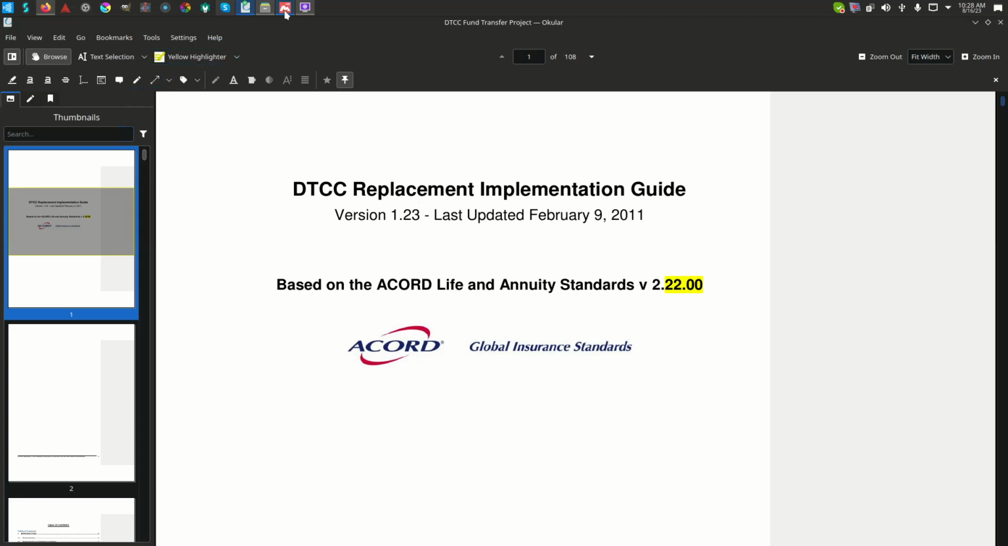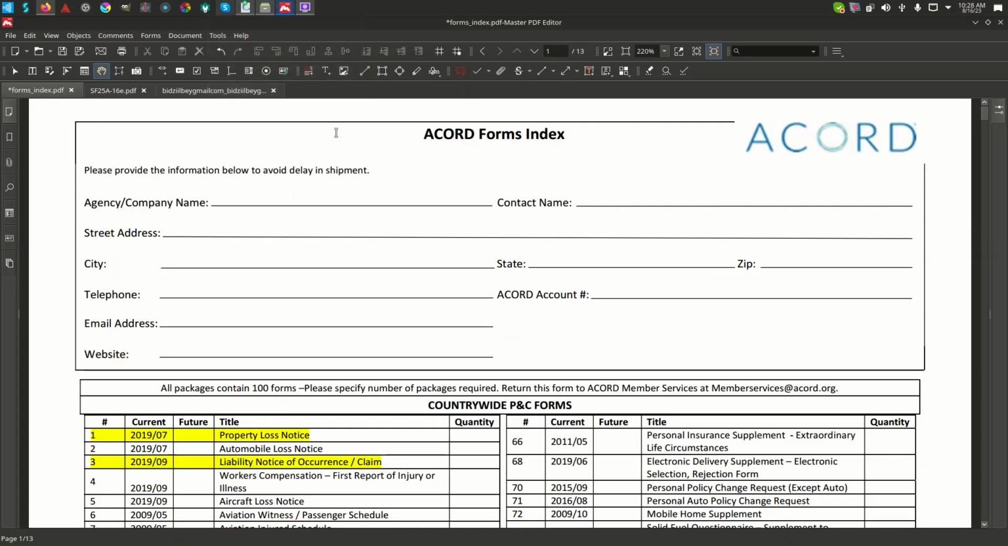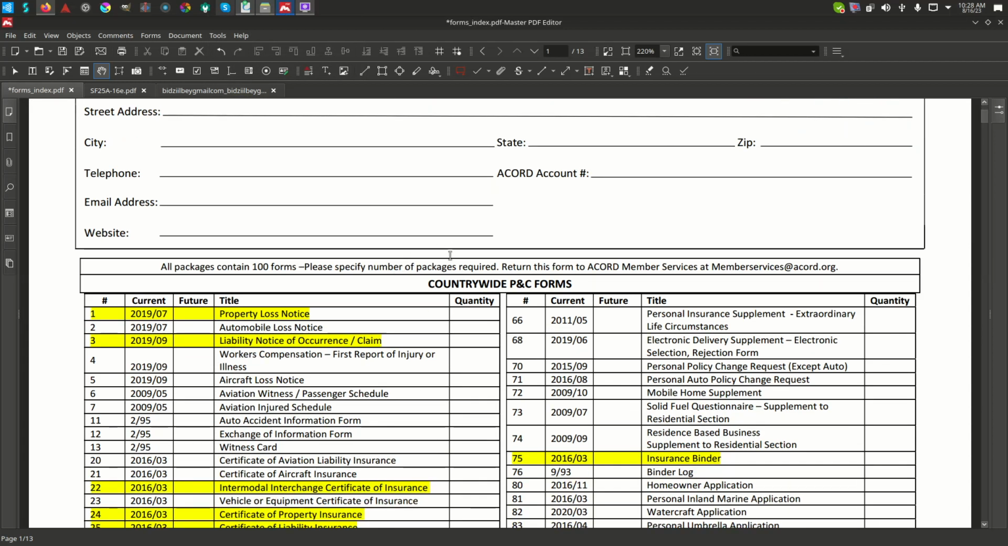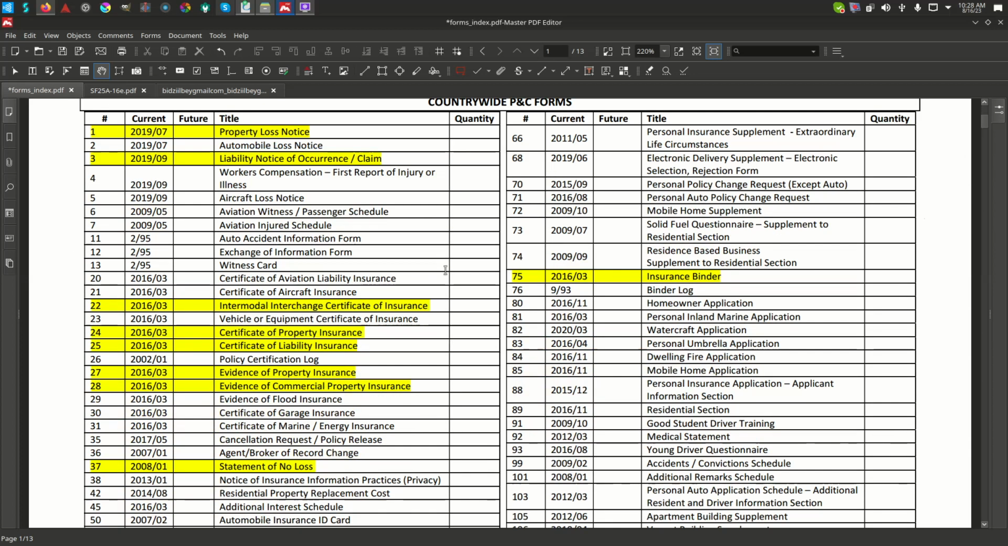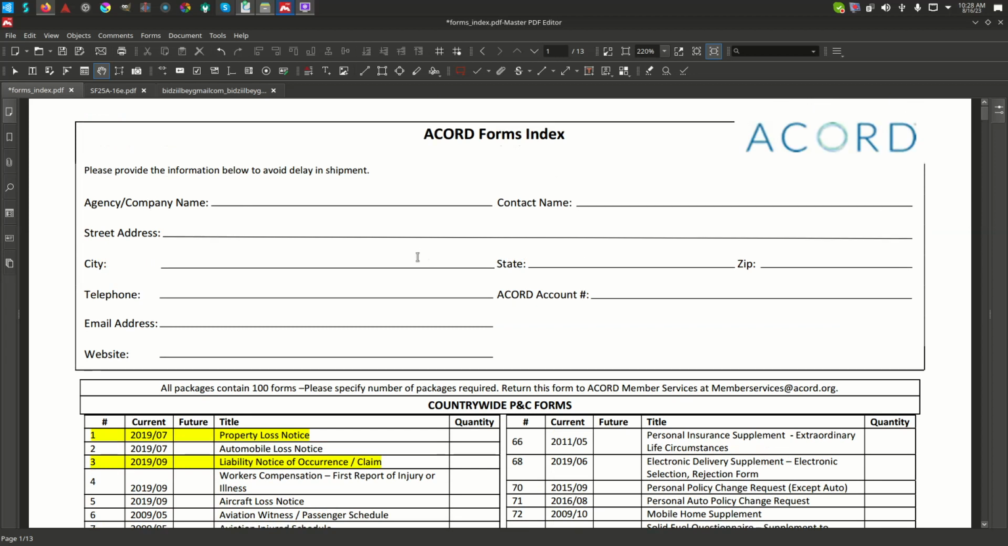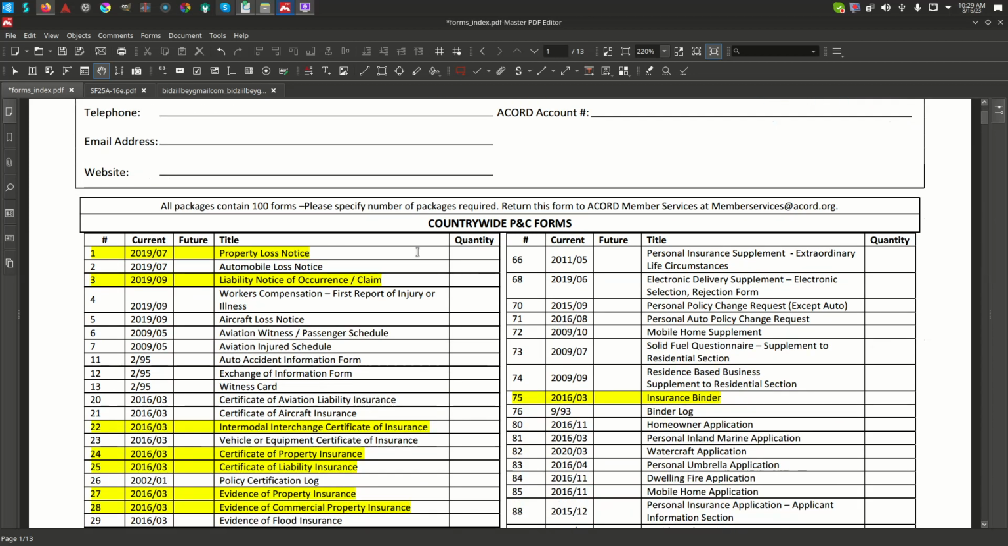Let's actually go to an admiralty claim, for example. Now this right here is the actual ACORD Form Index. This is all of the forms that they use countrywide. That means throughout the United States. And then they also have individual forms. So when I tell you there's a form for everything, this is what I'm referring to.